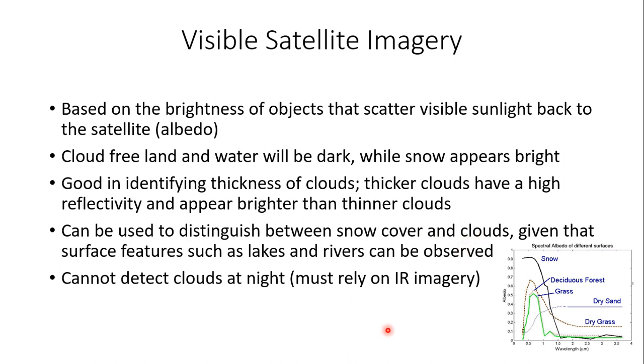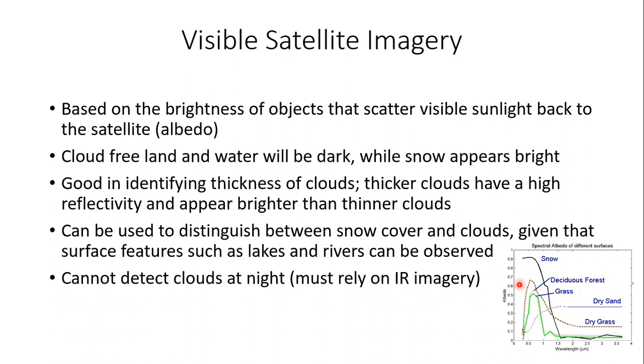Visible satellite imagery cannot detect clouds at night. Remember that visible imagery is relying on the brightness of objects that scatter visible sunlight back to the satellite, the albedo. And you've got to have the sun out to have that light reflected. Once we get to night, we don't have that. So now we have to revert to IR, infrared imagery at night.